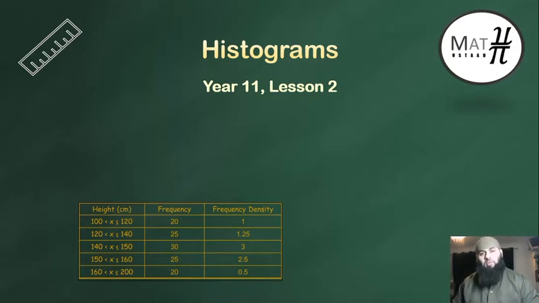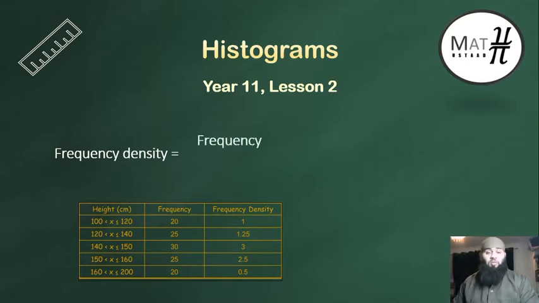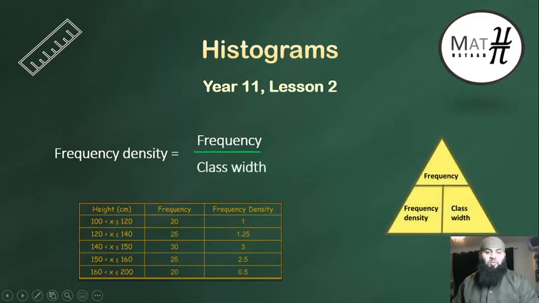Welcome to Ustadh Math. Today we do histograms, lesson 2. In the previous lesson we did working out frequency density to work out the y-axis. To do that we need the frequency, which is given in the table over here, the second column. And the class width is taken from the difference in the first column. We divide the two in order to find the frequency density.